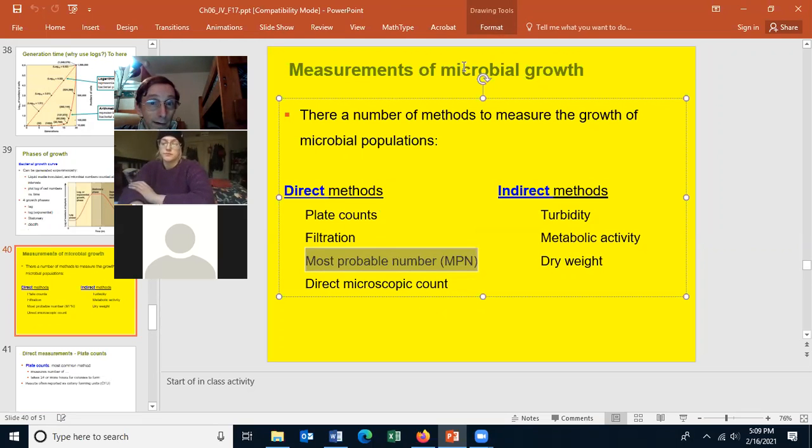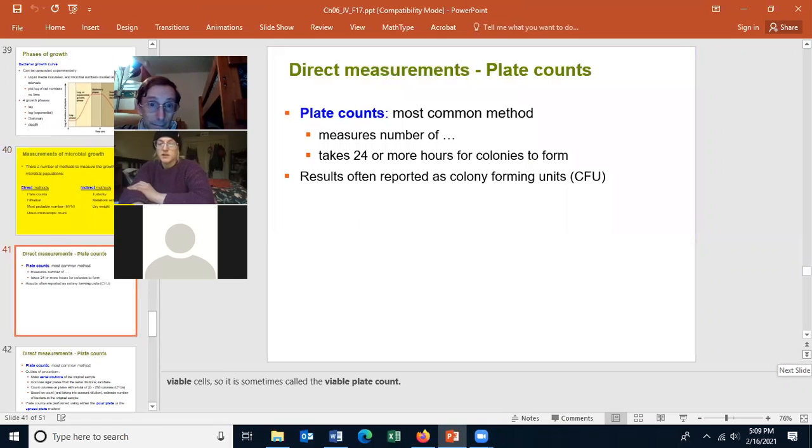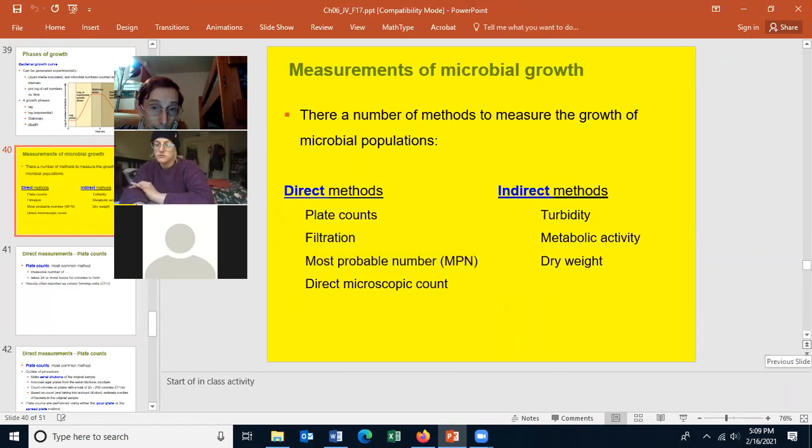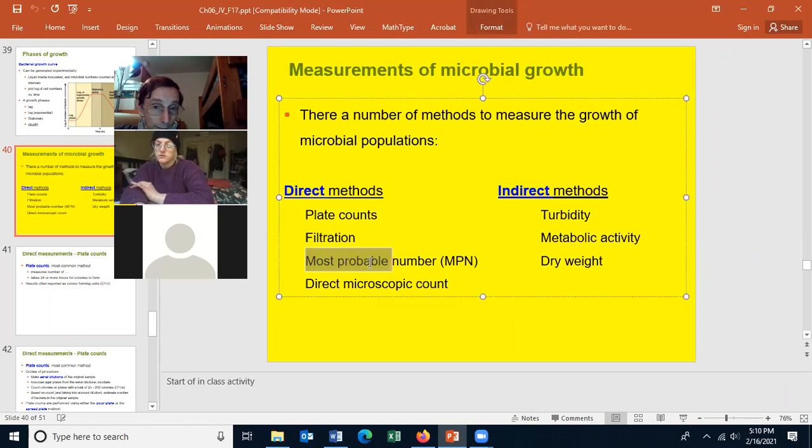All right, any questions about the measurements of microbial growth? Okay, if there's no questions, that brings us to the end. Is there a reason why you haven't done the most probable number? Is it not as accurate? It's an arcane mathematical way of getting your estimate.